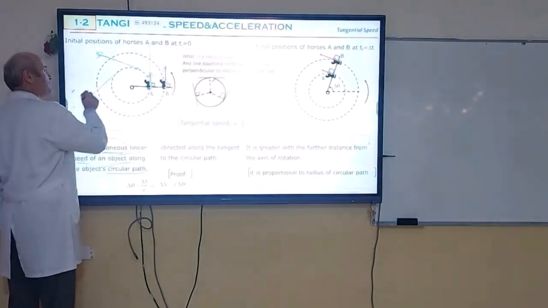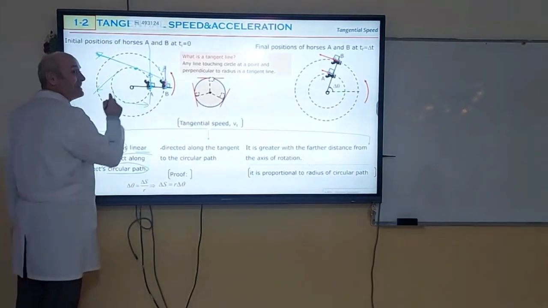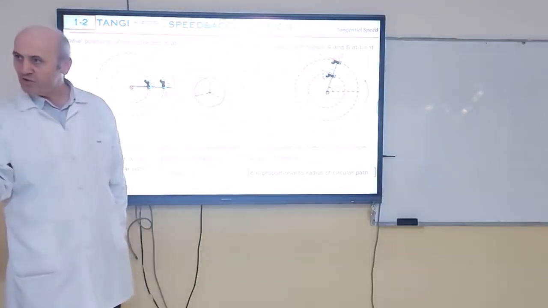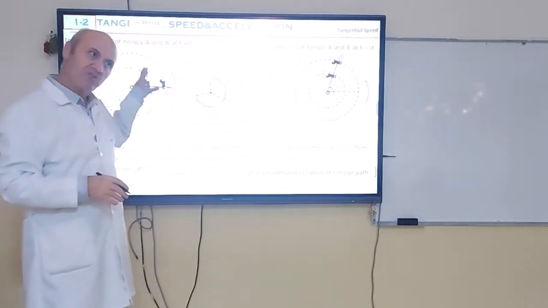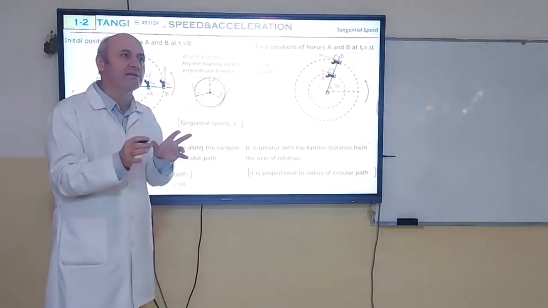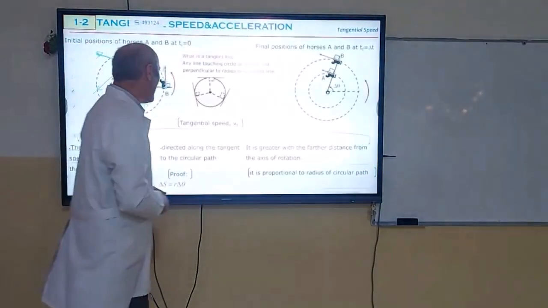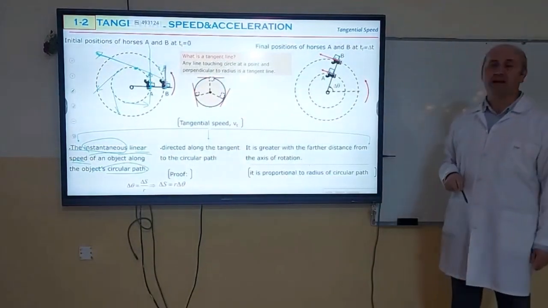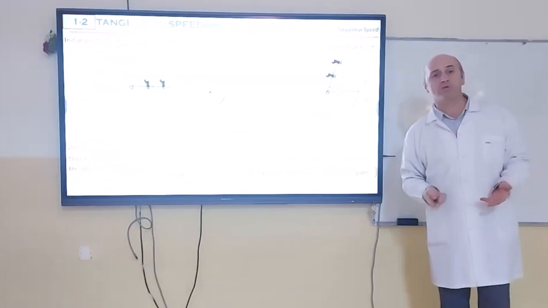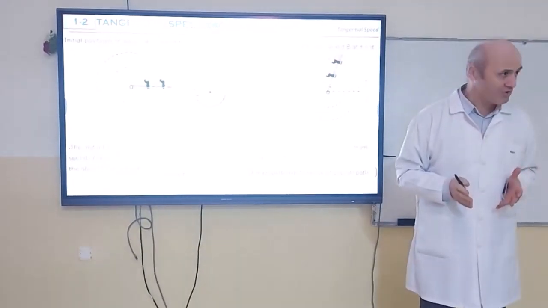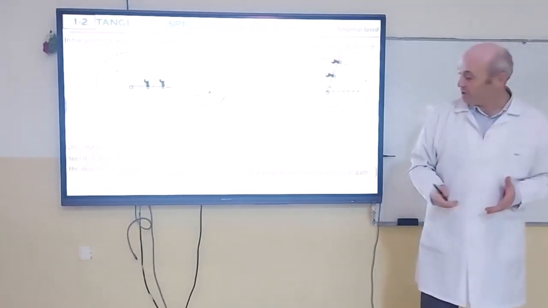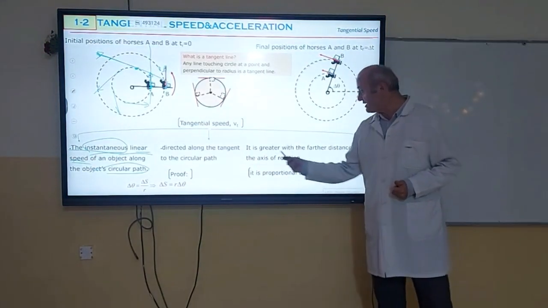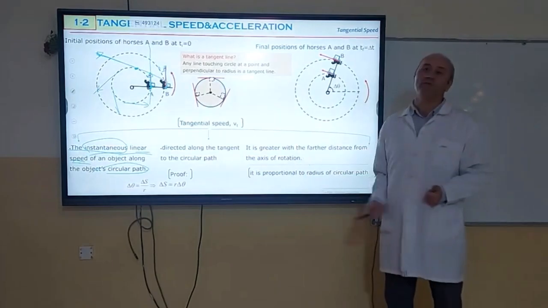So in here different, in here different. That's why it's instantaneous. Yani, direction is continuously changing in a circular path. That's why this speed is tangential, the instantaneous linear speed. And the outside horse travels a longer distance than the inside. That's why the outside horse must have a greater tangential speed than the inside one, which tells you the tangential speed is directly proportional to distance from the axis of rotation.